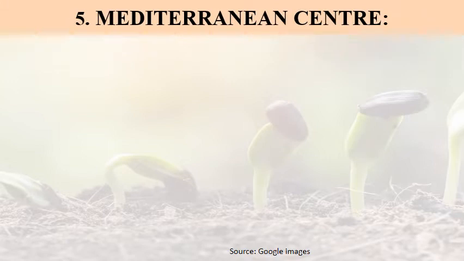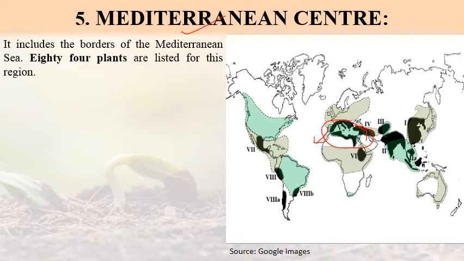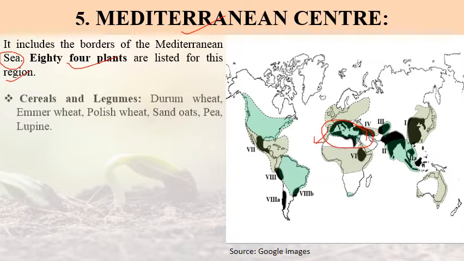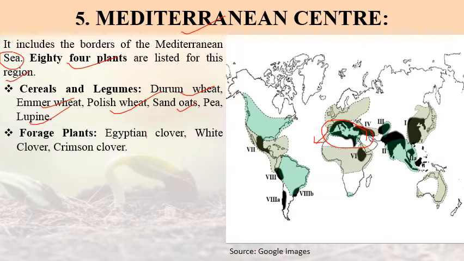Next we have the Mediterranean center. So this is the Mediterranean center which is shown in this map. It includes the borders of the Mediterranean Sea, and 84 plants are listed in this region. It includes cereals and legumes like durum wheat, emmer wheat, Polish wheat, sand oats, pea, lupine. Next we have forage plants like Egyptian clover, white clover, crimson clover.